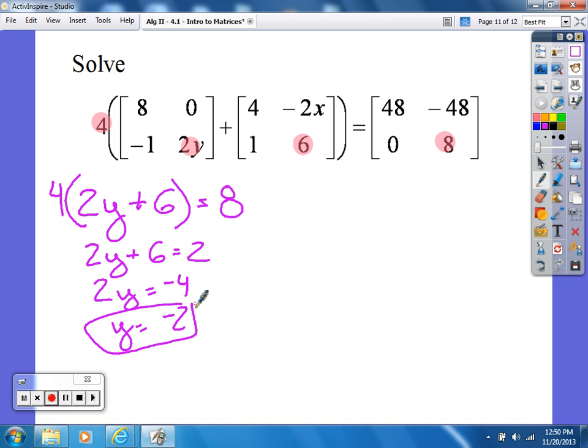Okay, go ahead and do the same thing with the x's. Circle the things you need, or underline, or whatever you want to do. If you don't want to use circles again, you could squiggle around it.